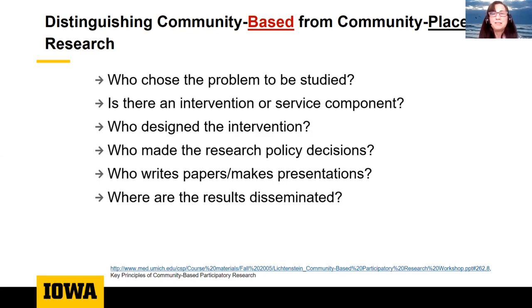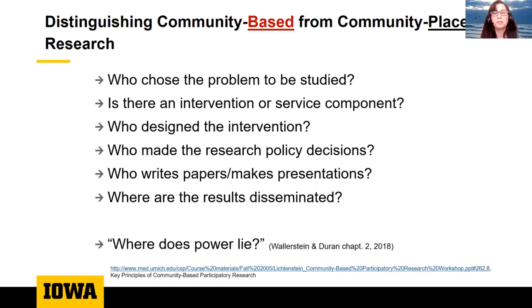And in community-based research, you would want the answers to all of the who questions to be inclusive of community members. And to that second question, that absolutely there is an intervention or service component. So really the main question in distinguishing between community-based, authentic, meaningful engagement research and community-placed research is, where does the power lie? Does it lie within the academic researchers or within government, or does it actually lie in community?